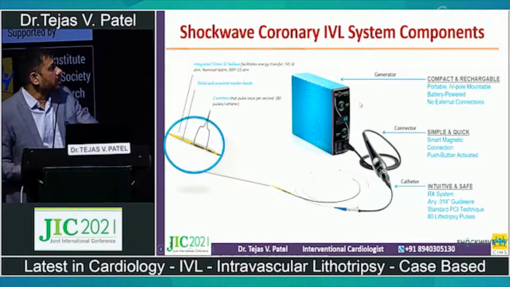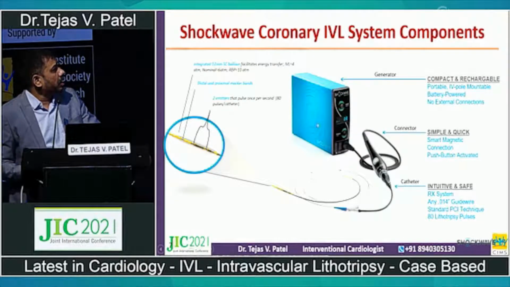This is a simple system. Basically, it is made up of one console, and this is a catheter. The catheter is connected outside the body in the cath lab itself to this console, and this part of the catheter runs over the wire. This is an OTW catheter. You can see it here, which is delivering the shock, and the rest of the portion outside the body connects the catheter to the console.